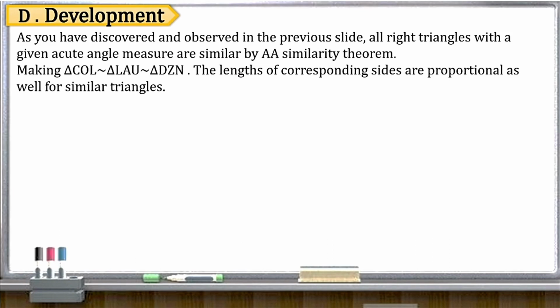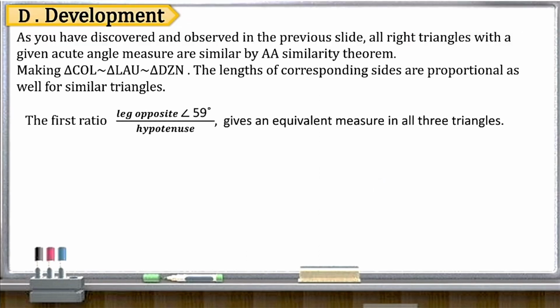As you have discovered and observed in the previous slide, all right triangles with a given acute angle measure are similar by angle-angle similarity theorem, making triangle COL, triangle LAU, and triangle DZN similar to each other. The lengths of corresponding sides are proportional as well for similar triangles. The first ratio, leg opposite 59-degree angle over hypotenuse, gives us equivalent measure in all three triangles.